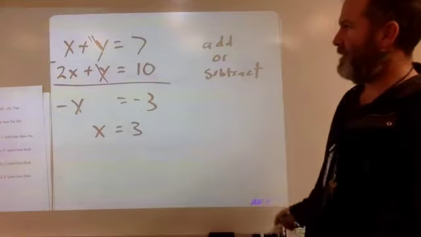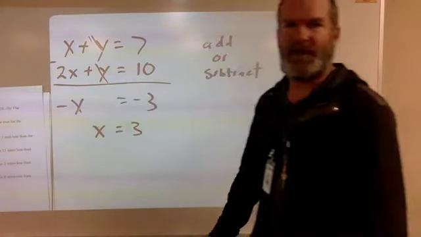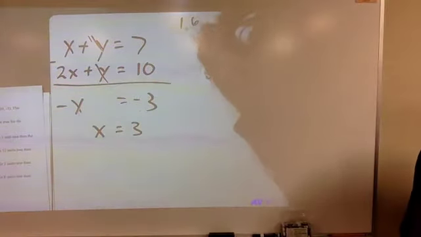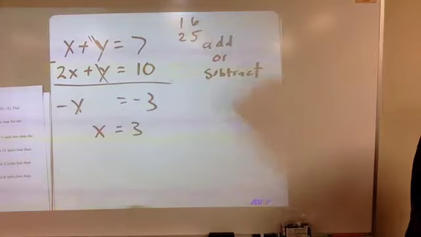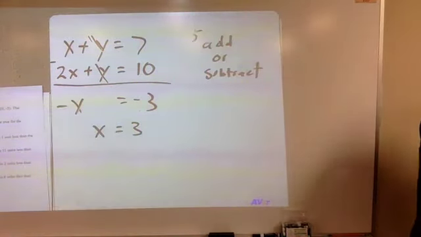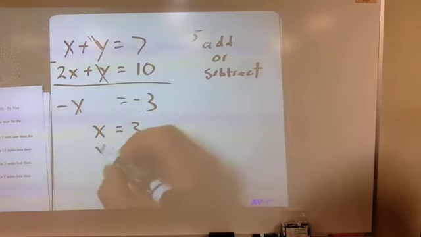What are x and y? Well, if we know x is 3, we can use one of these equations to figure out y. You remember in the beginning I was saying x could be 1, y could be 6, x could be 2, y could be 5. We know that they have to add together to equal 7. So what goes with 3? 4. 3 plus 4 is 7. So y must be 4.